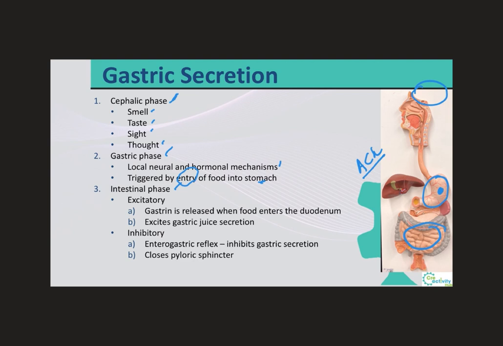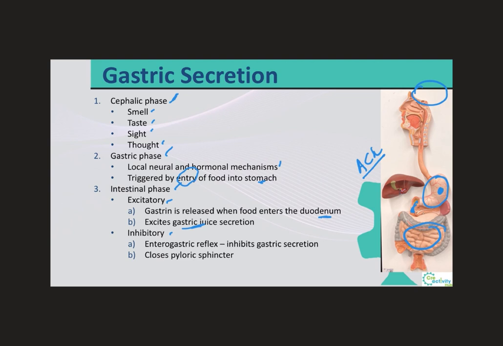Then we have the intestinal phase of the gastric secretion that has both excitatory and inhibitory elements. So the duodenum, which is the first compartment of the small intestine, has a major role in regulating the stomach and its emptying. So when partially digested food or chyme fills the duodenum, then intestinal mucosal cells will release a hormone that's called enteric gastrin, which will further excite the gastric juice secretion. Now, this stimulatory activity is actually very brief.